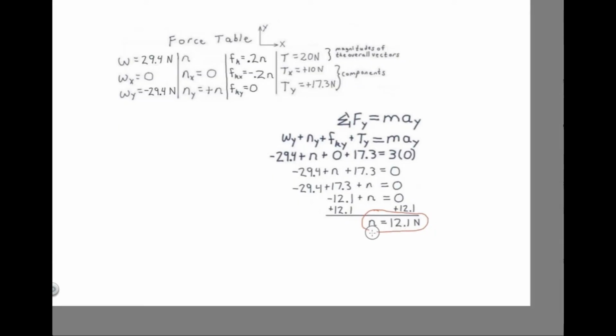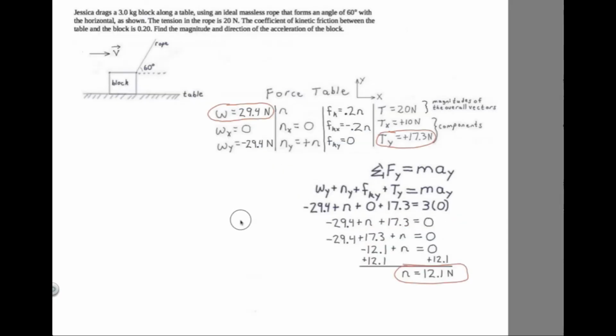Well, the symbol n, written without an arrow on top, stands for the magnitude of the normal force. A magnitude can never be negative, so yes, it does make sense that our result for n is positive. If our result for n were negative, we would know that we'd made a mistake. Now, we found that the magnitude of the normal force is 12.1 newtons, the magnitude of the weight force is 29.4 newtons, and when we broke the tension force into components, we found that the magnitude of T sub y is 17.3 newtons. Do those results make sense?